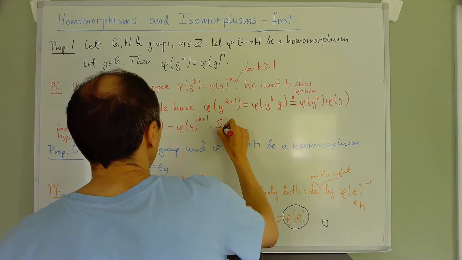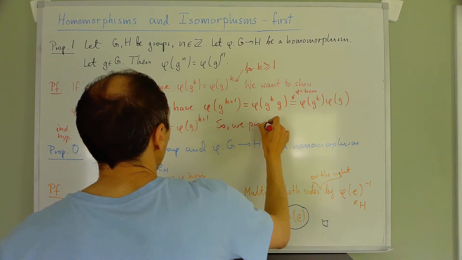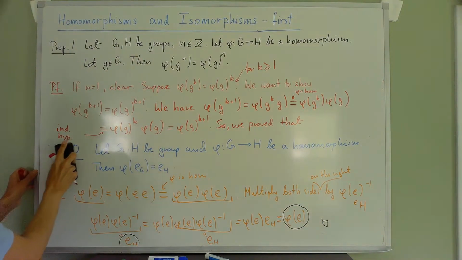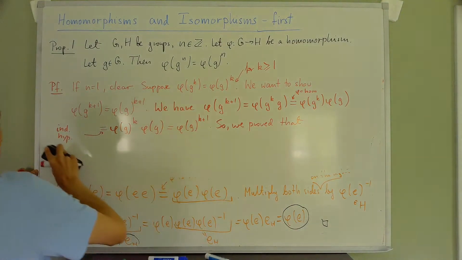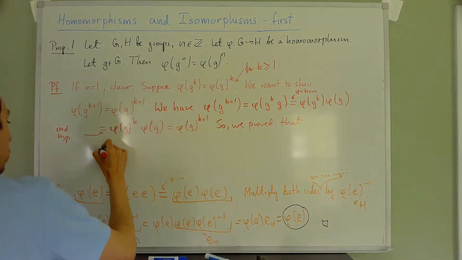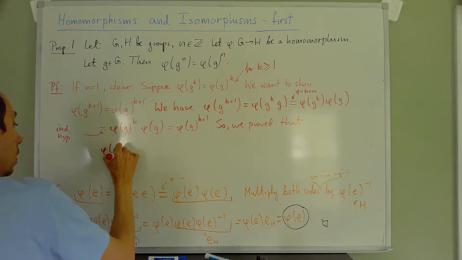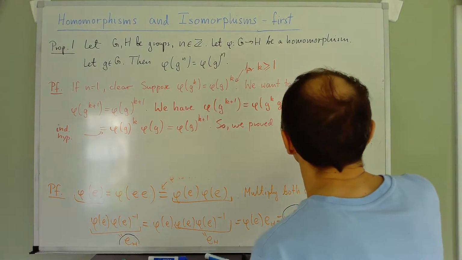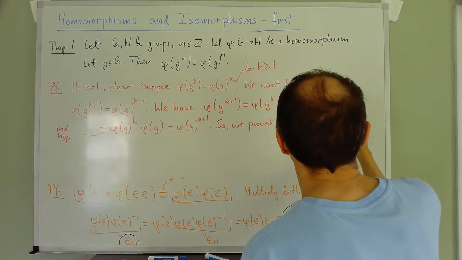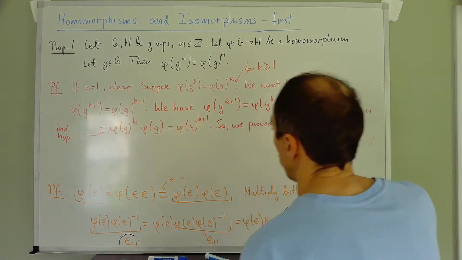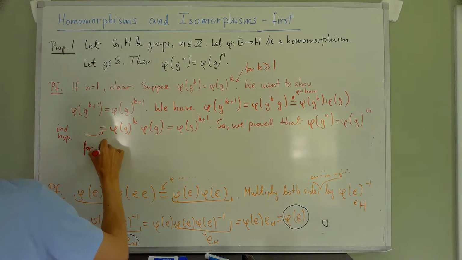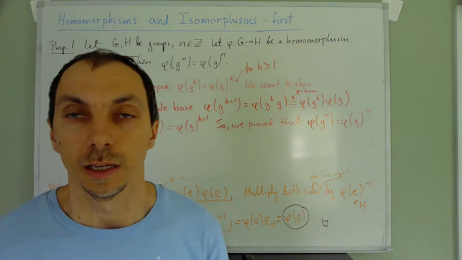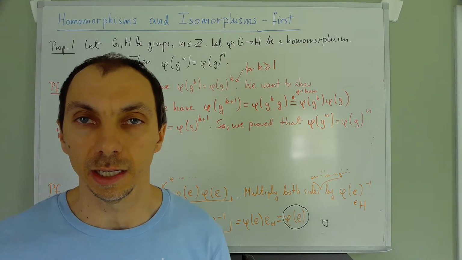So we proved that phi of g to the n is equal to phi of g to the n for all positive n's. Okay, we still have to deal with 0 and with negative n's.